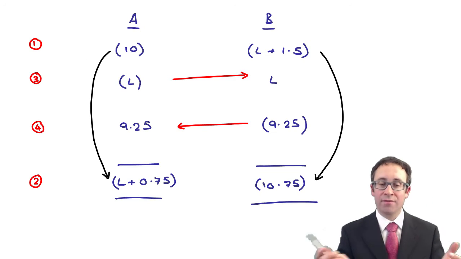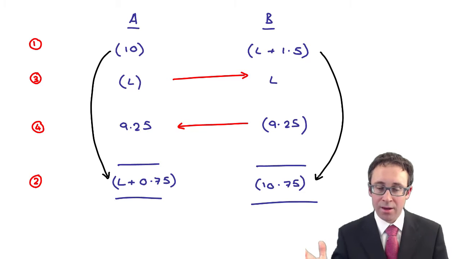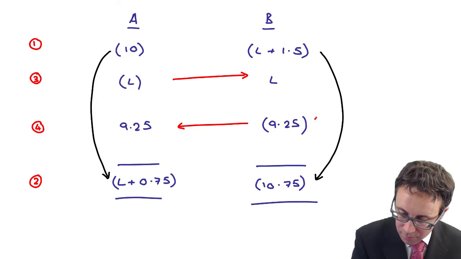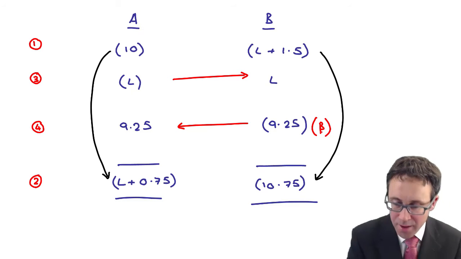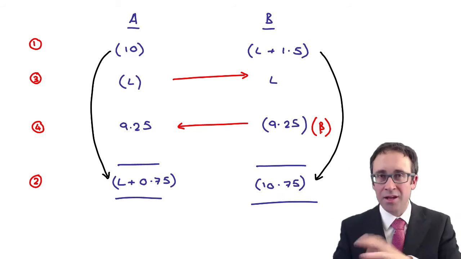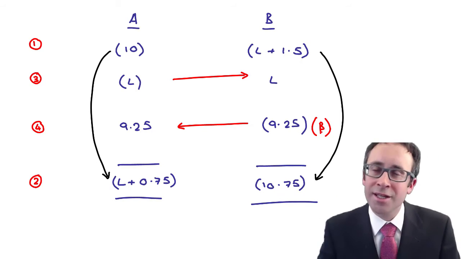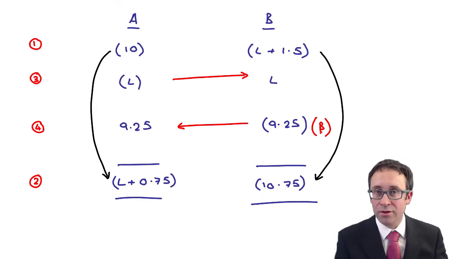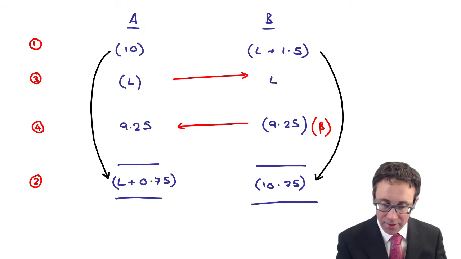Yes. Did you have the LIBOR payments from A to B? And then did you have that balancing figure that B made to company A at 9.25? Yes? No? If you did, get on to the next section. You don't need to listen to me. If you didn't, let's chat through it, shall we? Make sure that you're happy with it.